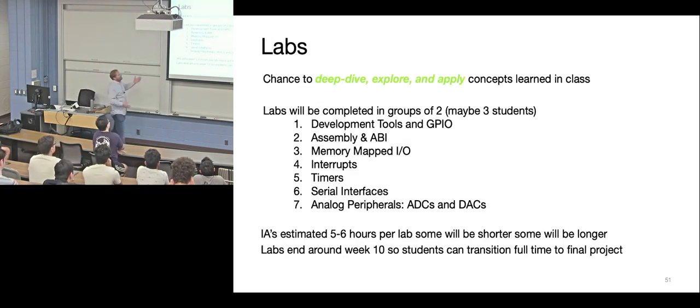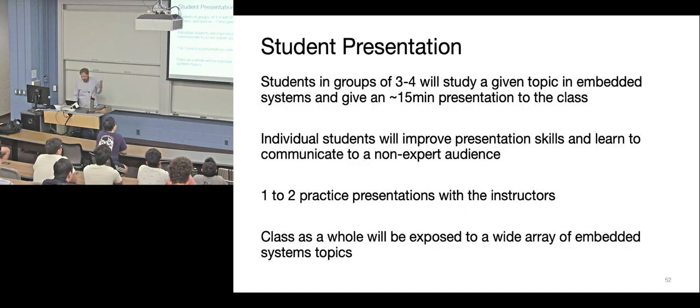Lab content. This week is mostly focused on tools and getting GPIO to work at all. And there's the rest of the classes. You can estimate about 5 to 6 hours. Some weeks are longer, some weeks are shorter. We have a student presentation. So about halfway through the semester, my lectures stop. You have your midterm, and then you guys go and research a particular topic in embedded systems, usually related to your project, and give a presentation to the class.